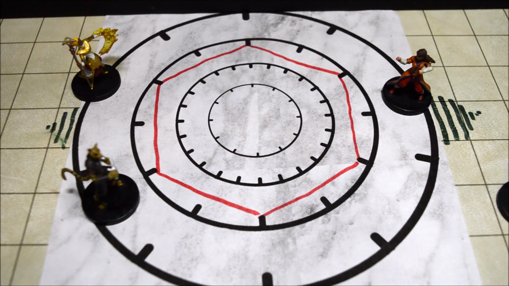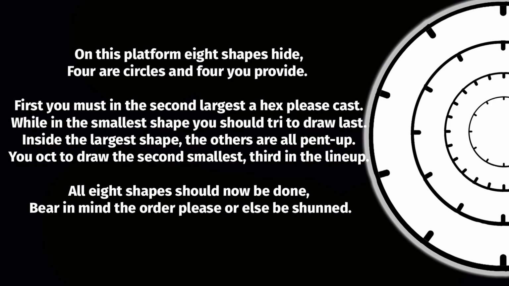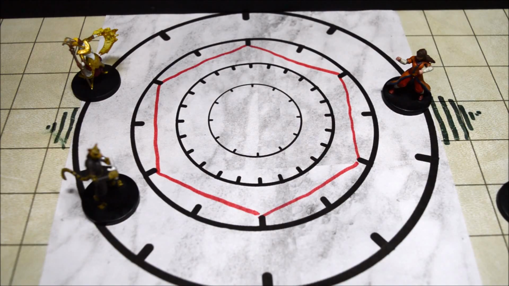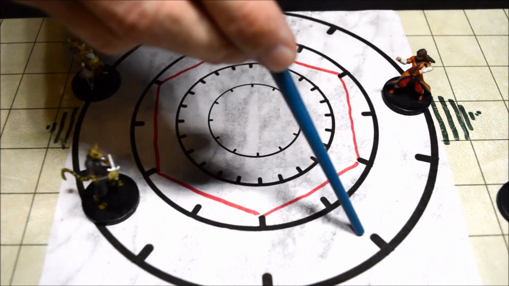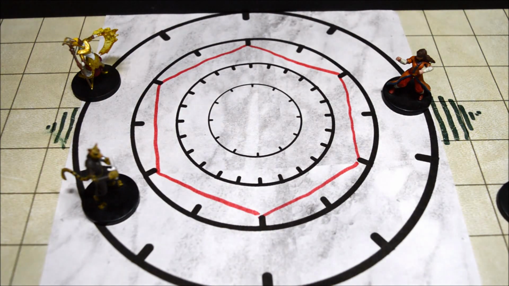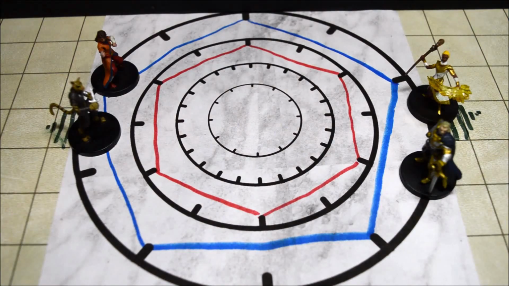Now, looking at our cryptic message again, we can see that the second line says to draw last, so that'll be 4th. Our last line says 3rd in the lineup, so that'll be our 3rd action. And that leaves "inside the largest shape, the others are all pent up." So this will be the second shape that we draw, and inside the largest shape, so that's going to be the large circle, and pent means 5, so we're going to be drawing a pentagon. And now the second part of our ritual has been complete.